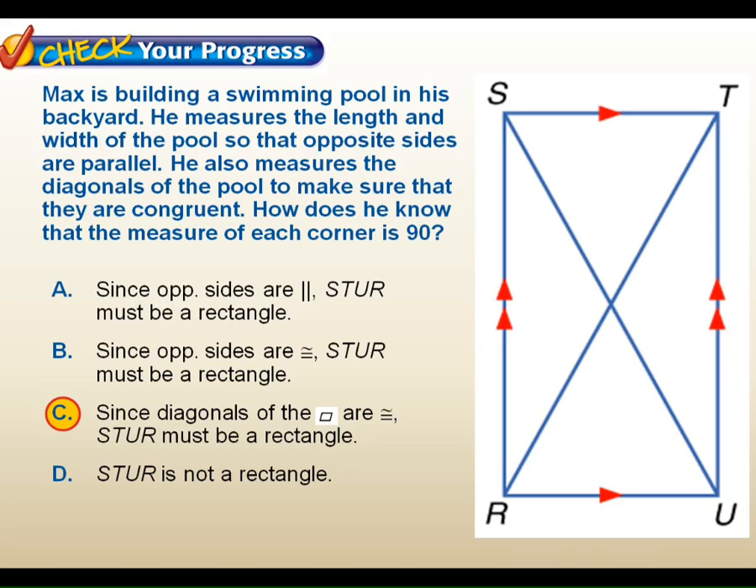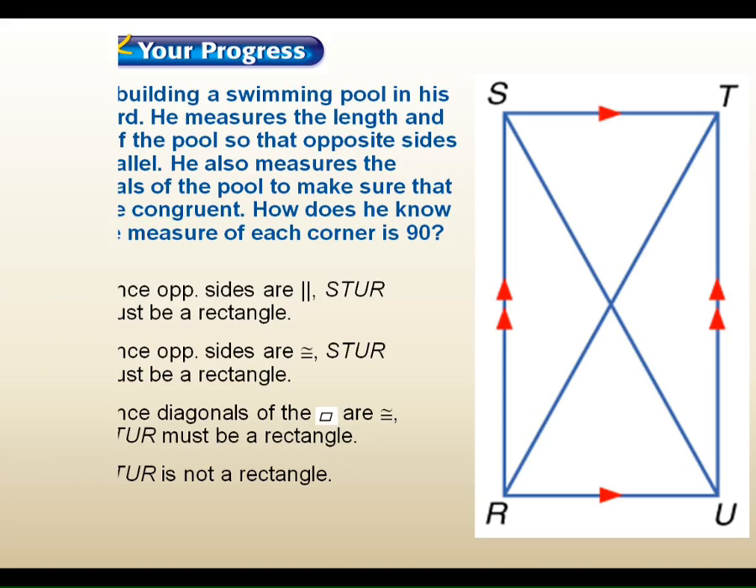It's applying that last theorem. If the diagonals are congruent, then it's a rectangle. Also, the converse of that is a theorem: if it's a rectangle, then the diagonals are congruent.